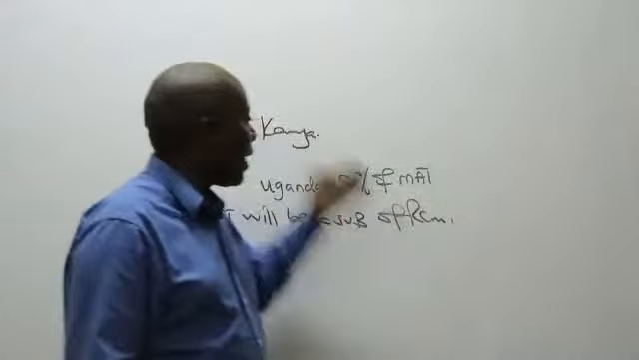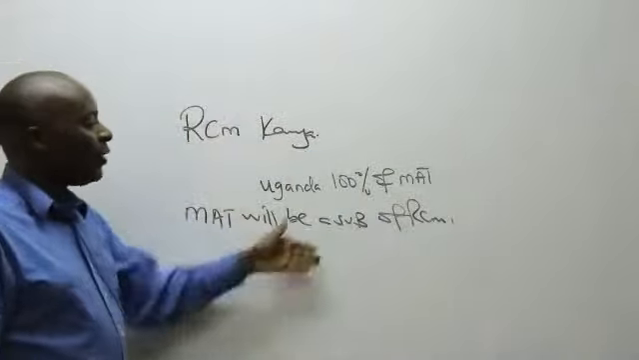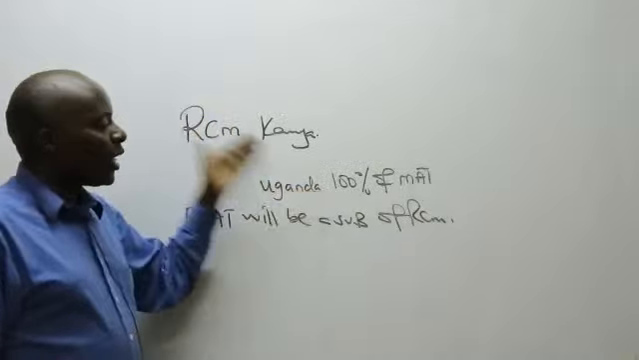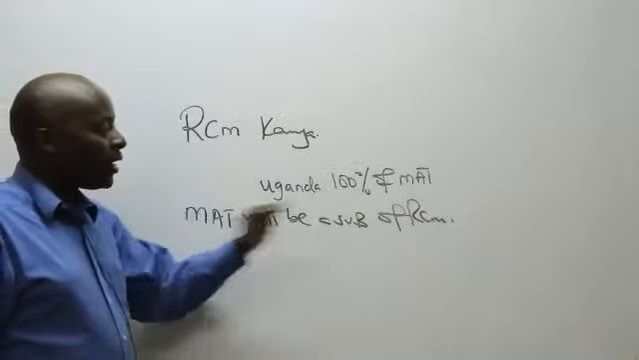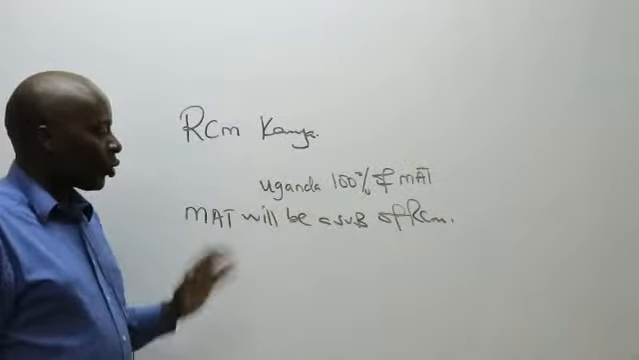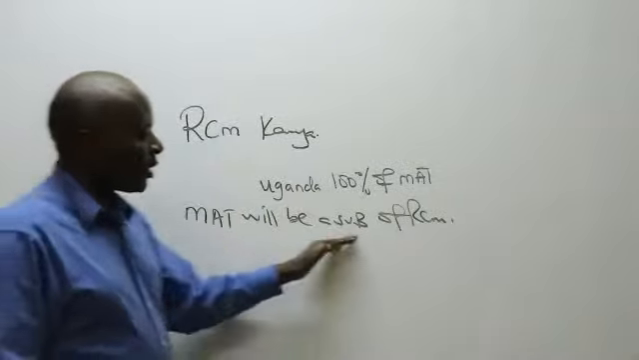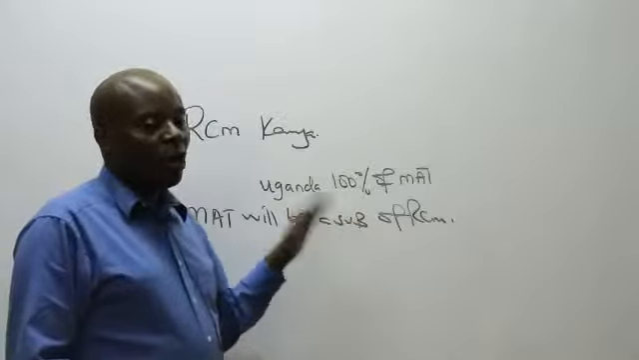of this MAT. So we have RCM. RCM is the investor here. It has gone to a company called MAT in Uganda and bought 100% of that college. So automatically MAT will be a subsidiary of RCM.